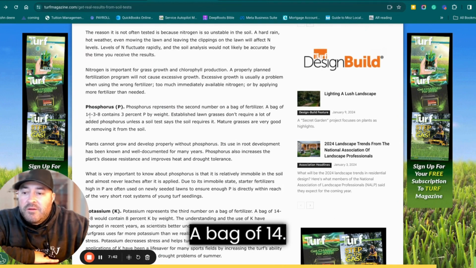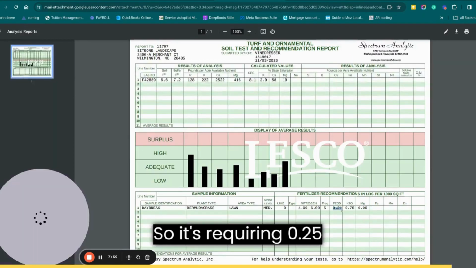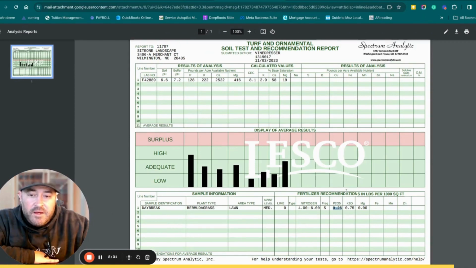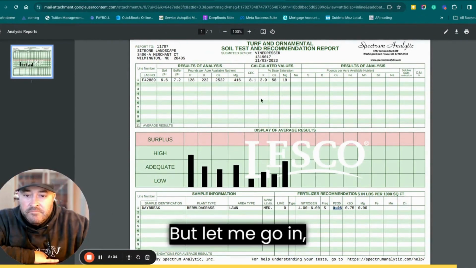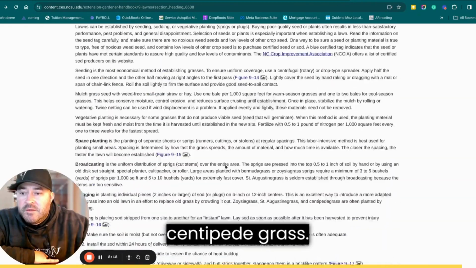Phosphorus represents the second number on the bag of fertilizer. A bag of 14-3-8 contains 3% phosphorus by weight. Established lawn grasses don't require a lot of added phosphorus unless the soil test says the soil requires it. So it's requiring 0.25 per thousand, but let me go in here and note one thing about centipede grass.